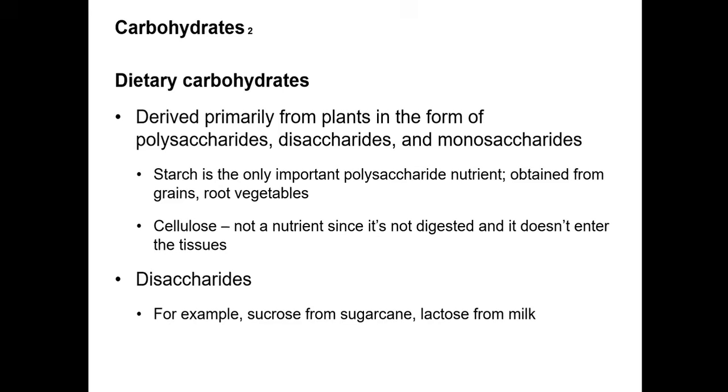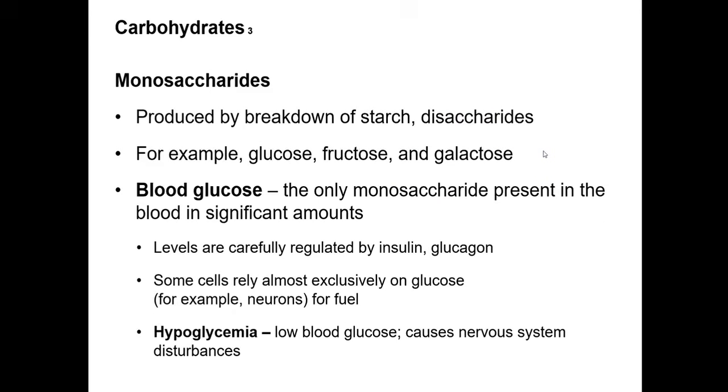Disaccharides, these are more complex sugars than monosaccharides. For example, sucrose, which can come from sugarcane, or lactose, which can come from milk. Those are examples of disaccharides. Again, just slightly more complex carbohydrates. Monosaccharides are the simple sugars that we can get from carbohydrates. So these would be things like glucose and fructose.